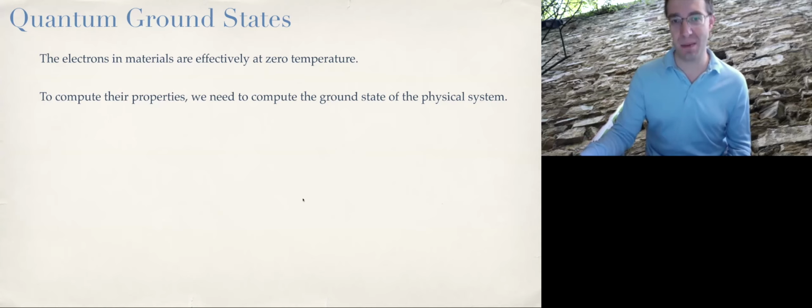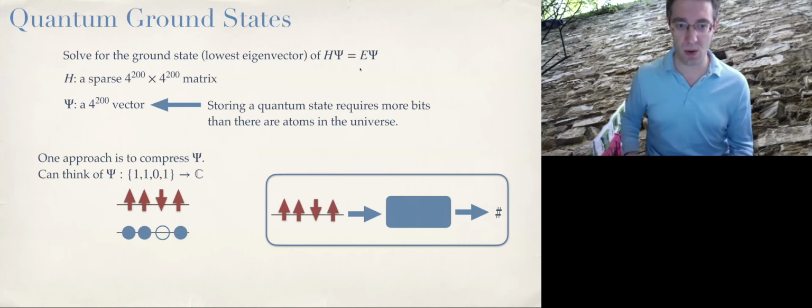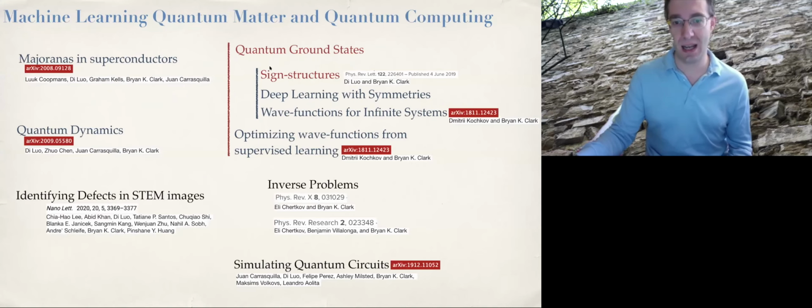But that's the game. Once you have your hands on the ground state, then you can go ahead and measure properties. You can calculate various different things. This is really what we mean when we say we want to simulate materials. We've been doing various work on quantum ground states, and I will tell you in detail about one of those works. This is figuring out how to build quantum ground states for fermionic wave functions.